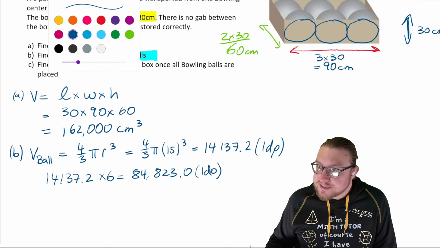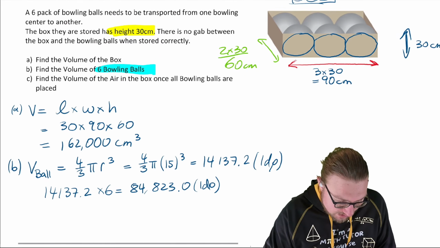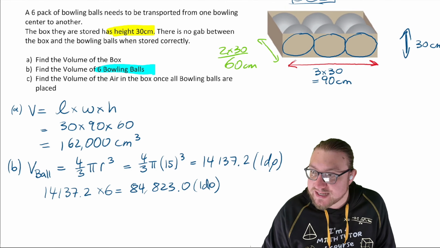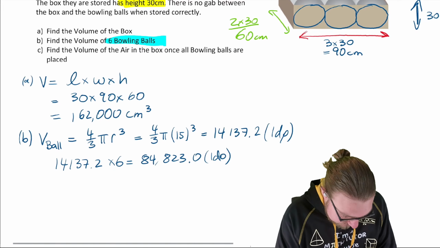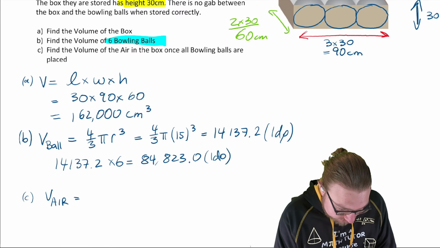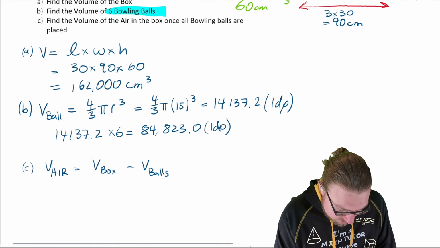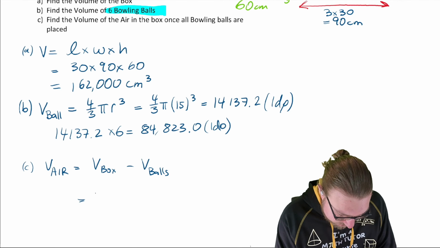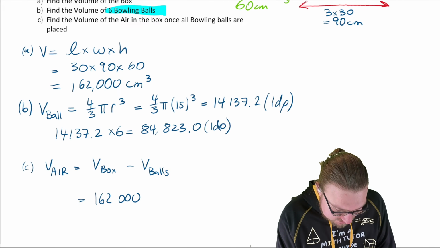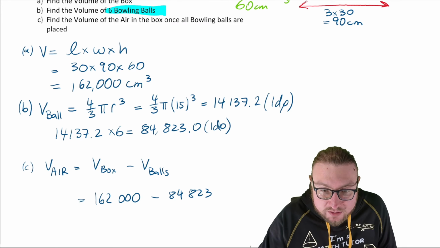All right, let's finish this last question over here. We are asked to find the air. So that is the volume of the box. Just like we said before, the volume of the air is the volume of the box minus the volume of the balls. So we're going to just put those numbers in. The box was 162,084,823 for our balls.